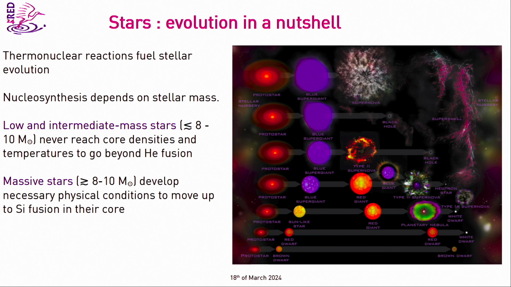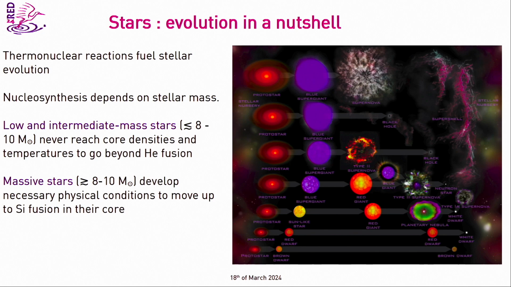It fuses helium, and at some point it runs out of helium, but it's not massive enough to go beyond helium fusion, and so it makes a white dwarf. There are lots of winds expelling the envelope of the star, so you form a beautiful planetary nebula, and you are left with a white dwarf. If you have a more massive star, their evolution is not that well understood, but in the end they will explode, and you will be left with a neutron star or black hole.